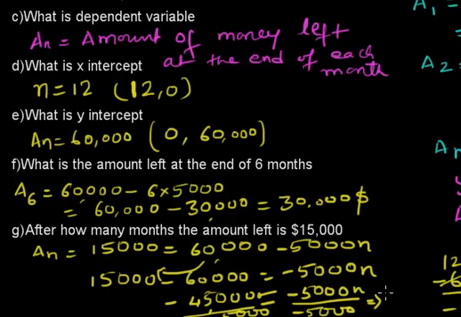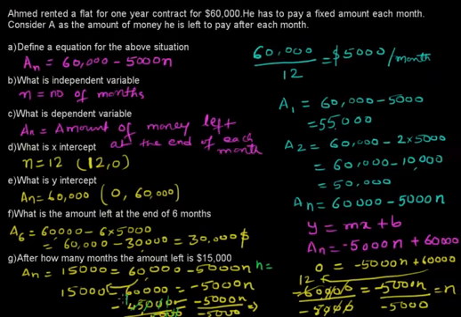This implies the value of n equals 45,000 divided by 5,000. 5 times 9 is 45, so the value of n is 9. So after 9 months the amount left to pay is 15,000.